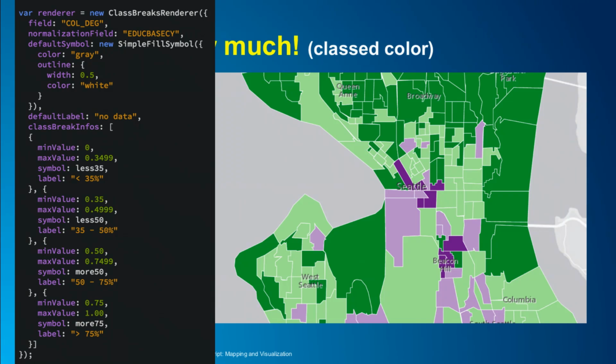Now, everything that Kristian said is definitely true. Writing a class breaks renderer in code is very tedious and time consuming, and how do you know what to set these values? If I make this one 0.37, then I have to actually update this other one. What a pain. And classification is in general a hard technique for people to understand anyway, because how many classes do you pick? Do I pick 4 classes? Do I pick 7 classes? Which one's better? Why does 0.3499 get one color and 0.35 get a different color?